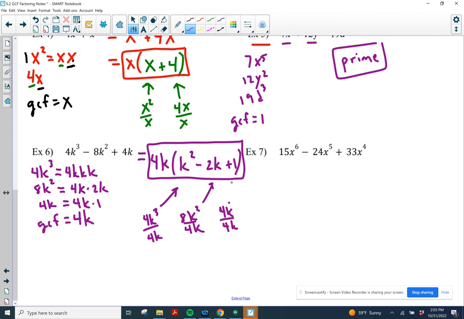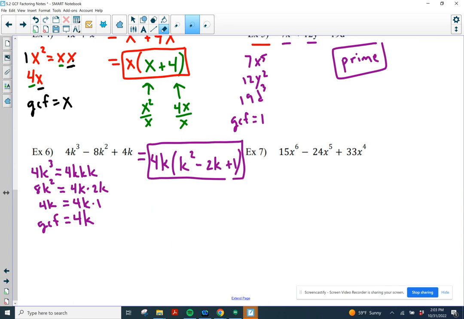Notice the signs are not changing. This was a minus, this was a plus. Okay, so different ways that we can look at this. If that helps, you can do it, or you don't have to have it there. It's entirely up to you. Whatever you're comfortable with, whatever you need to have there. Okay, let's look at example 7, the last one.